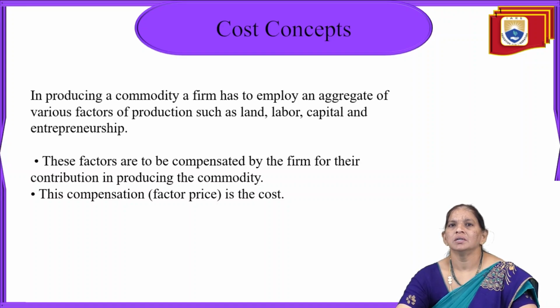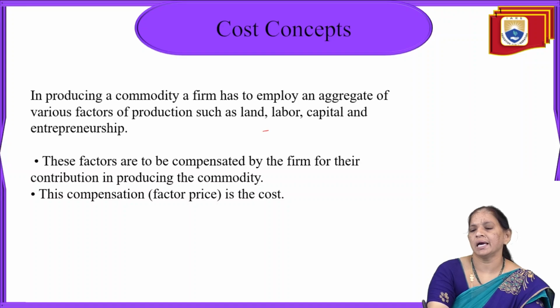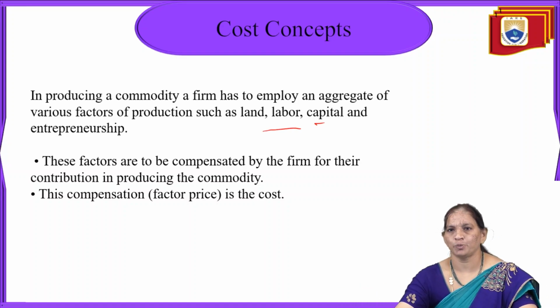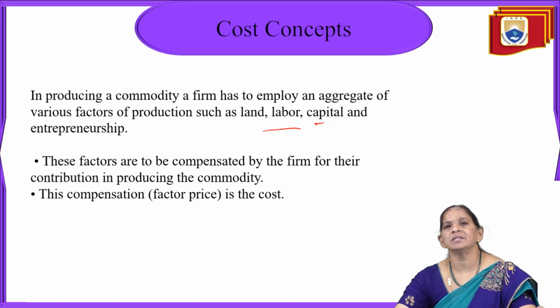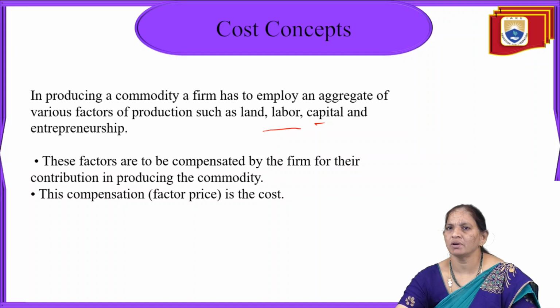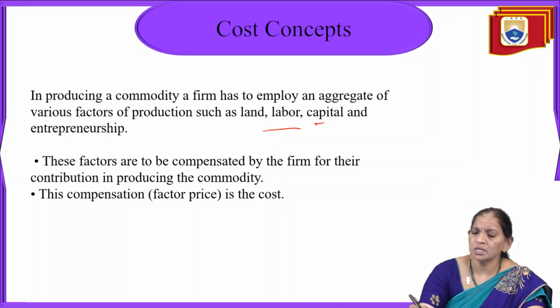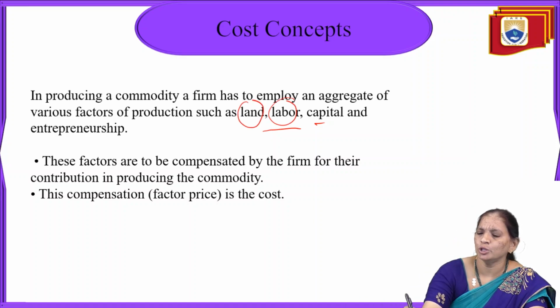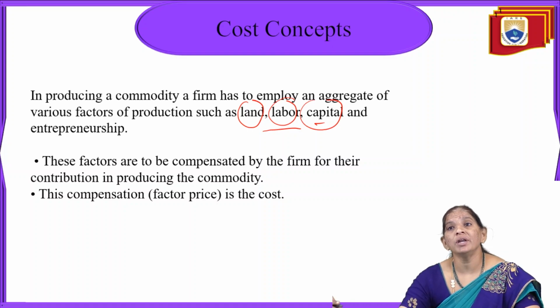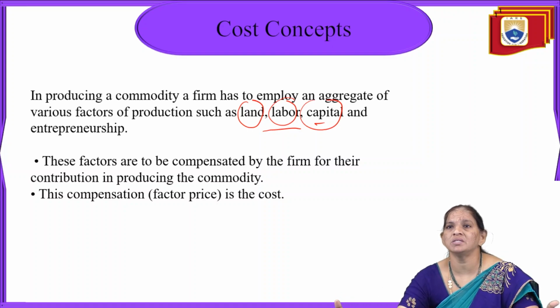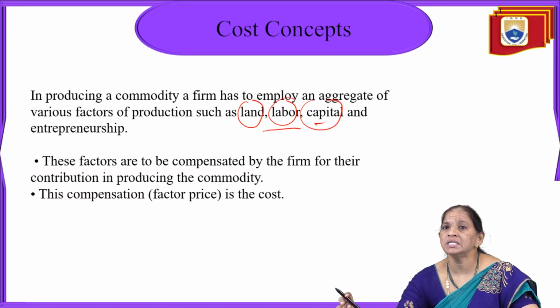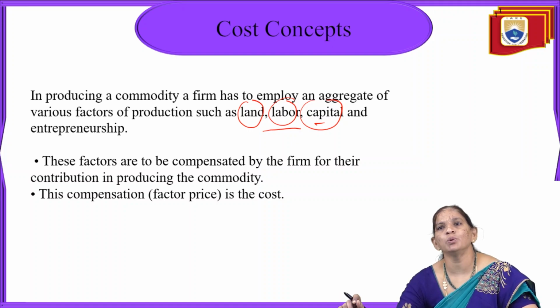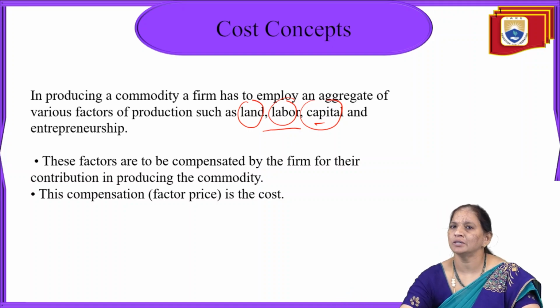Already we know the various factors of production: land, labor, capital and entrepreneurship. Production requires land, labor, capital, and some entrepreneurship. Each and every factor in production must be awarded with some sort of cost, that is, compensated. We should pay for them. That payment, or the compensation for each factor in the process of production, we call cost.